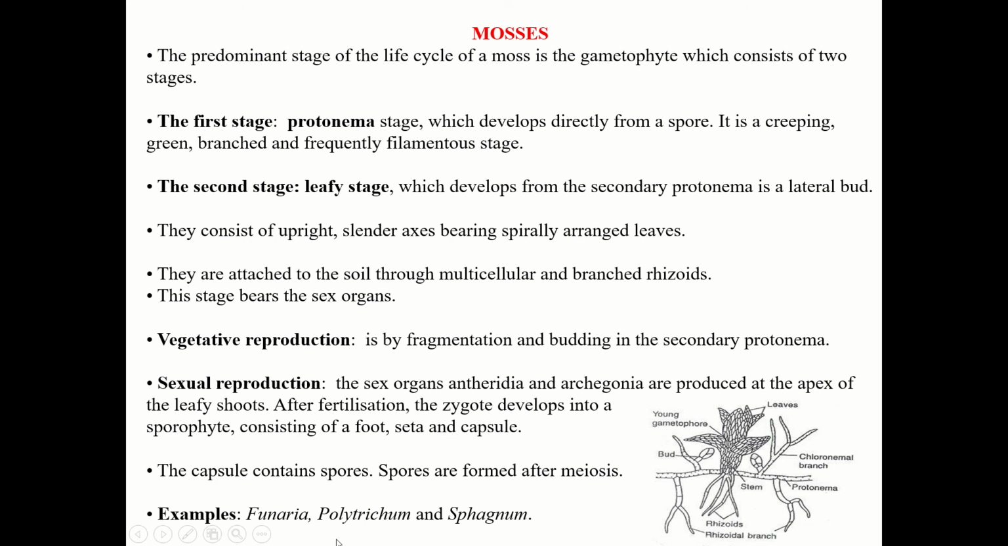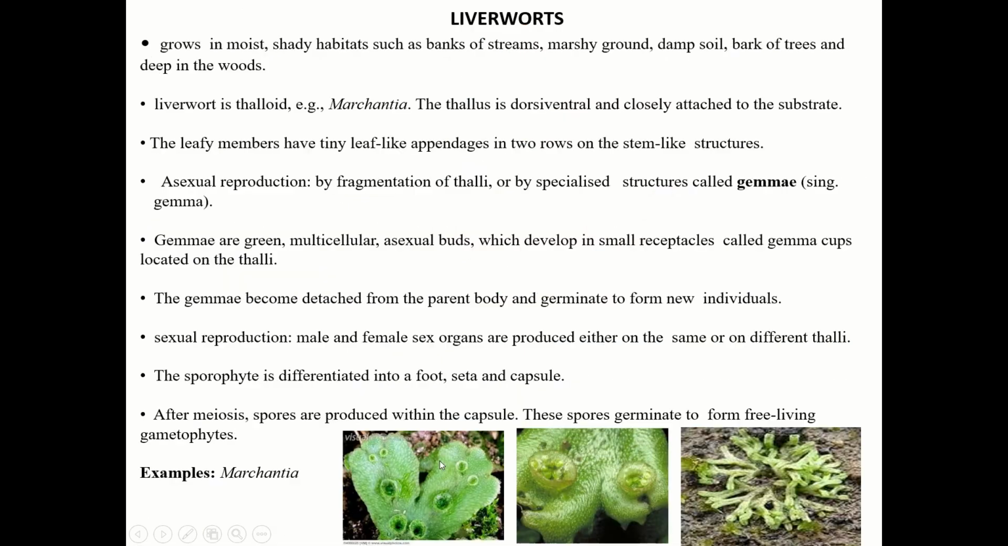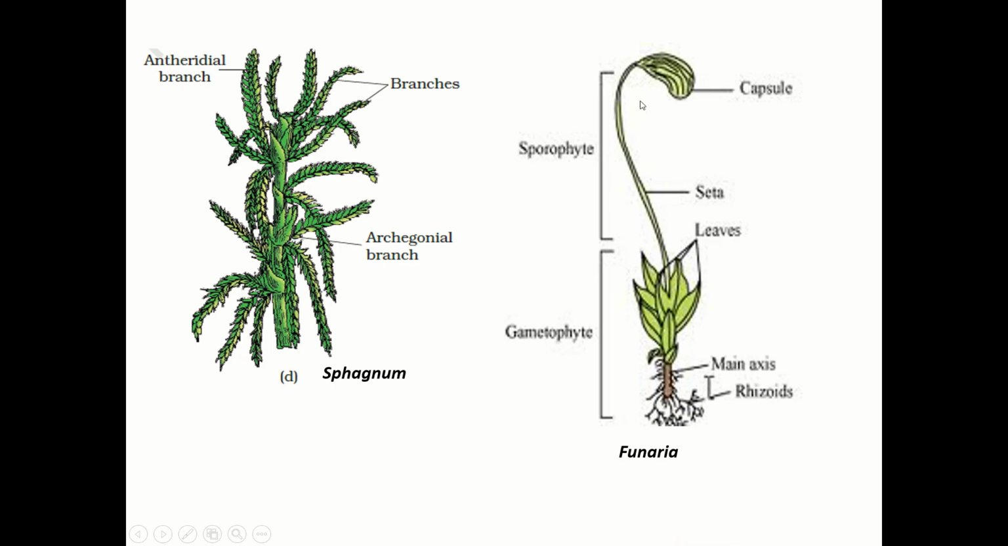Examples of mosses are Funaria, Polytrichum and Sphagnum. I will show you the example of mosses. I have already shown you, now this is the moss Funaria. You can see here the gametes are present. The male branch is separate and the female branch is separate. So they will produce gametes. After the gametophyte, the second stage is the sporophyte.